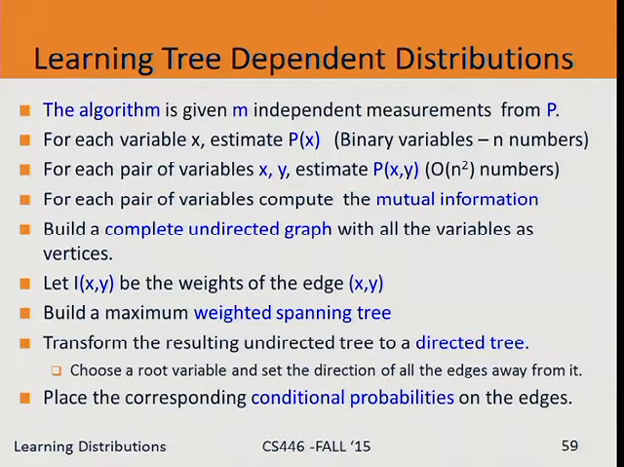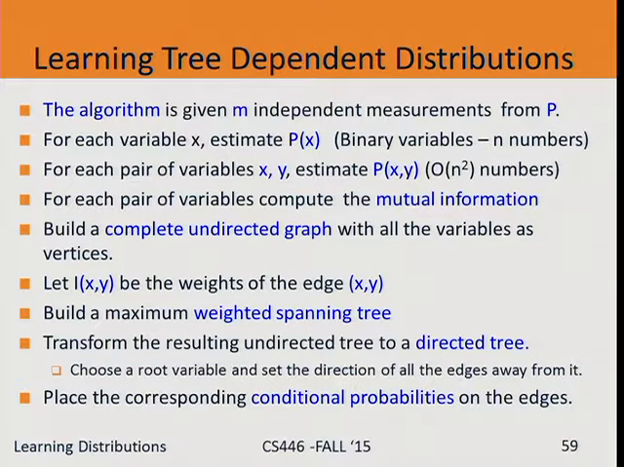So that's what I'm going to do. And finally, now I have a directed tree. I'm going to place the conditional probability tables on the edges. So before, I didn't have this notion of conditional probabilities. Now I know that there is an edge from x1 to x7, directed from x1 to x7. I know which probability to put on it. I'm going to put p of x7 given x1 as my conditional probability table. Okay?